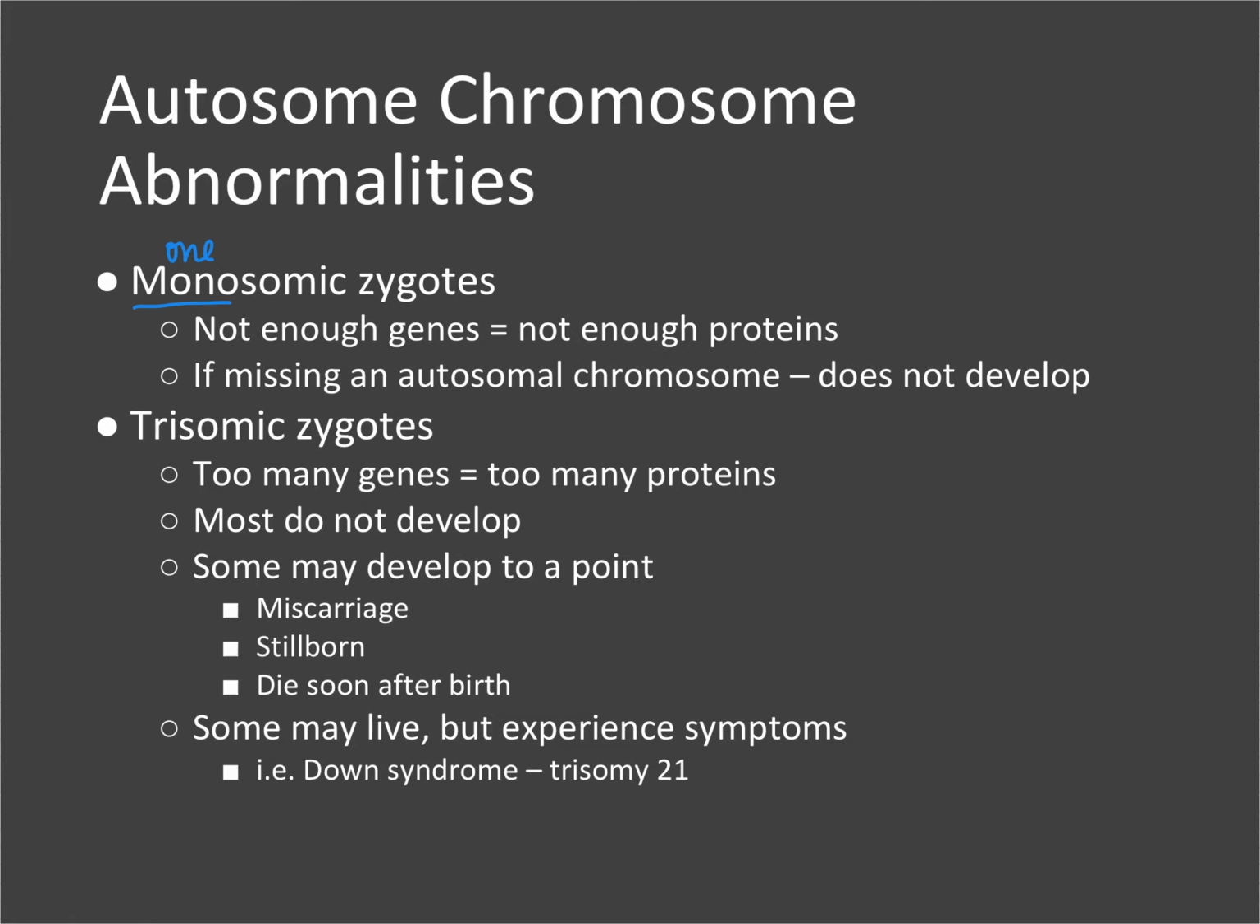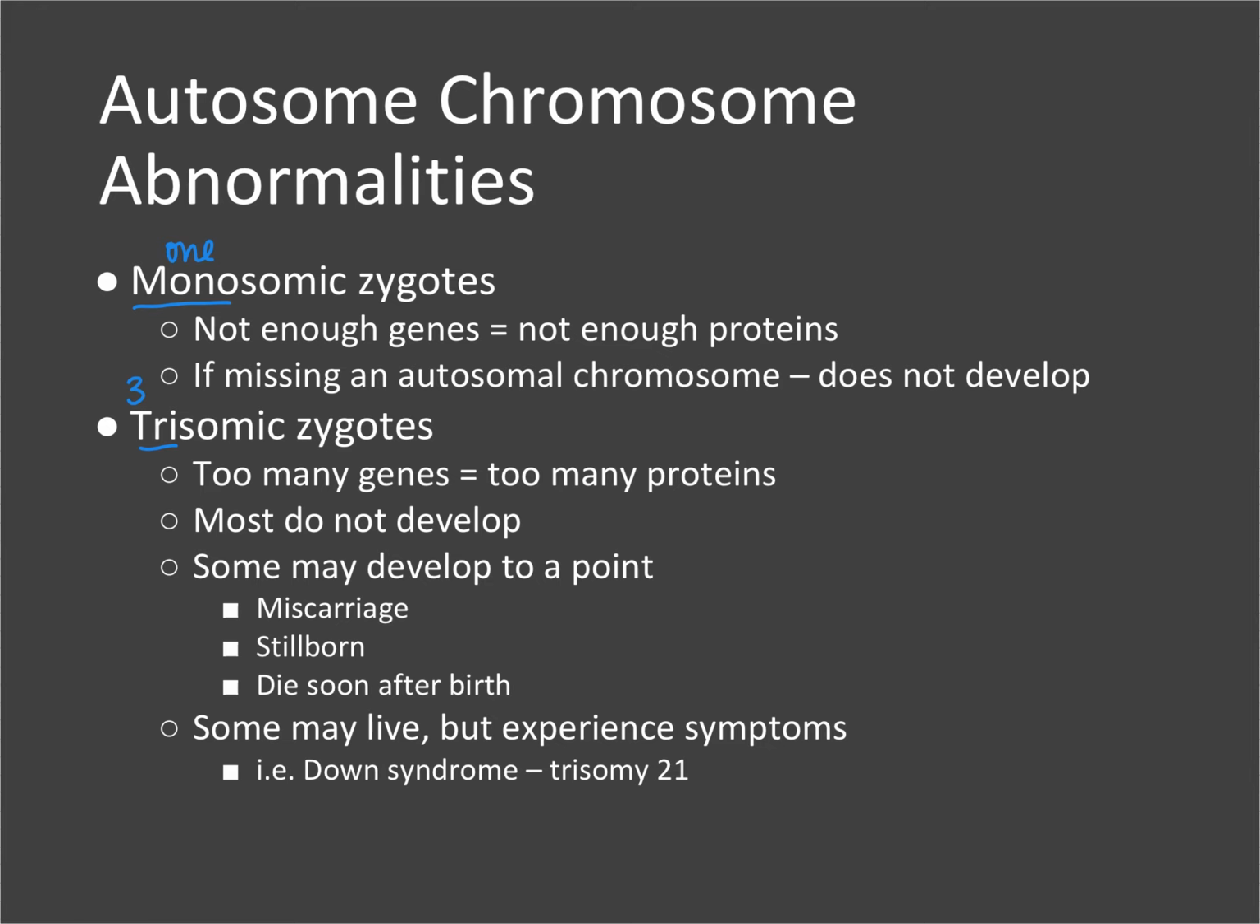Now, a trisomic zygote, this is a situation where an individual gets 3 copies of one of the chromosomes. And this can also cause problems. So too many genes might mean that too many proteins are being produced, which can cause problems with development of the individual. So most trisomic zygotes, just like the monosomic zygotes, do not develop because the information that's necessary is not correct, and so it just doesn't lead to proper development.